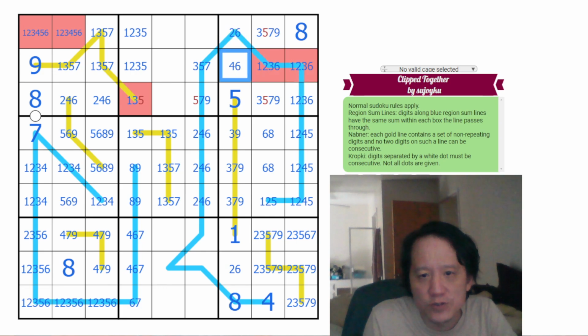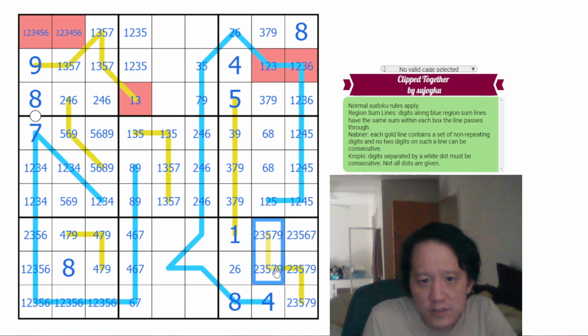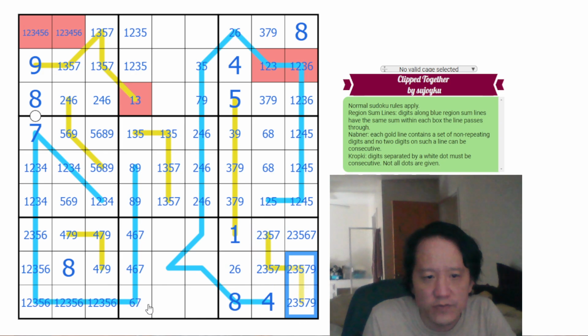So this is 1, 2, 3, 6. So that's 4. This can't be 5, that can't be 7 because this can't be 5. No 6 or 8. So 7 has to be one of these. 9 has to be one of these. So this cannot be 9. 9 is one of these.